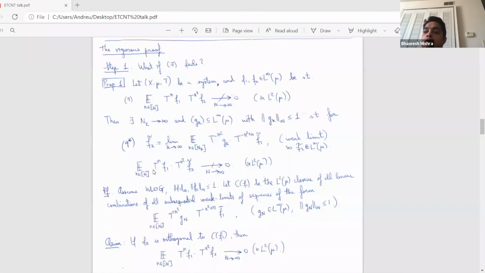So step 1 was about if my averages don't go to 0, then F2 must have a specific form. Yes, exactly. And then we use this form later on to get the correlation with the eigenfunctions, and then we keep building on that.